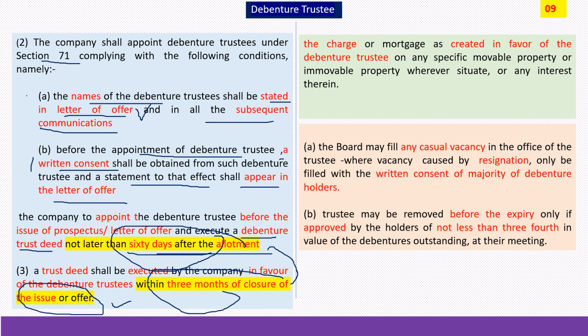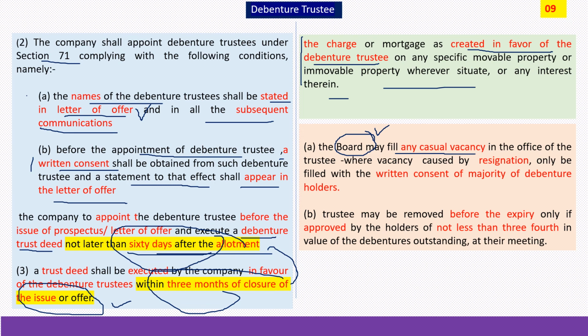And when the charge is created, it is the debenture trustee in whose favor the documents are made because he is the fiduciary relationship holder with respect to debenture holders. And his is an important position. Supposing there is a vacancy in the office of debenture trustee, the board can fill it up if it is in the normal course, because there should be a trustee always.